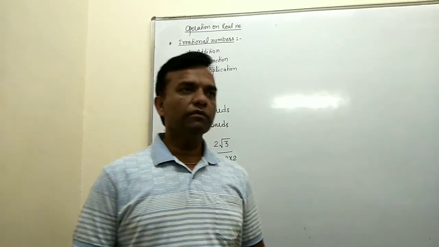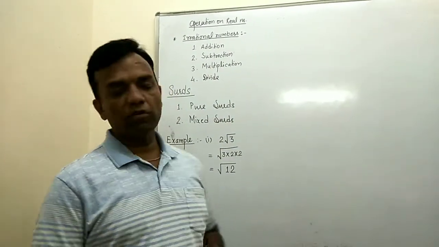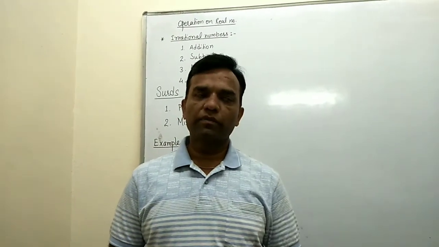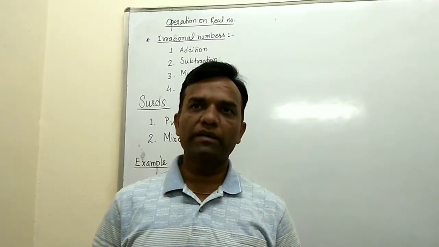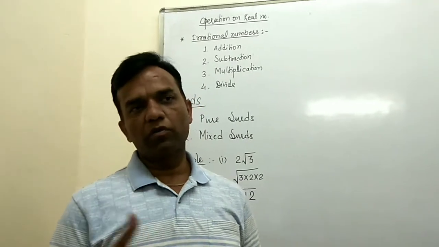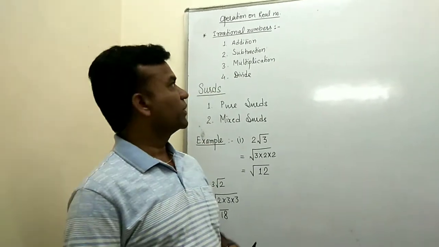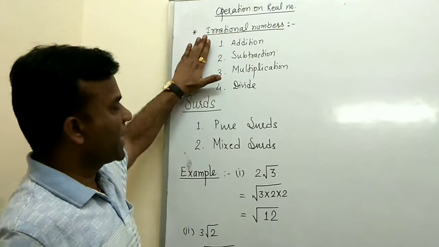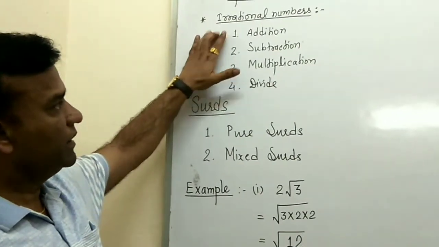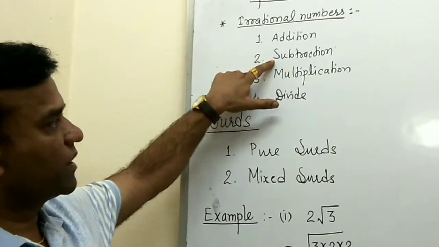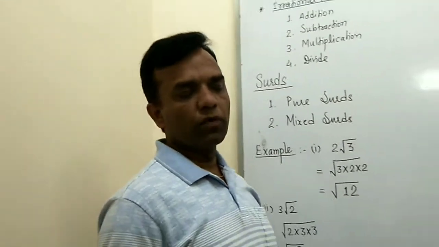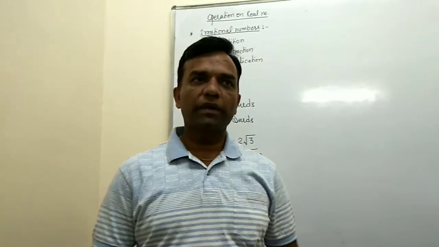But now, especially on operations on real numbers, here we have the topic of irrational numbers, because we know that all square root terms and all cube root terms are included in the irrational numbers. So there are four operations we have on irrational numbers: first addition, subtraction, multiplication, and division. These four operations are the basic operations of mathematics.